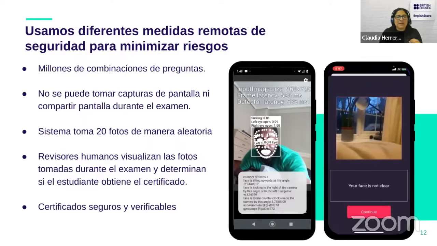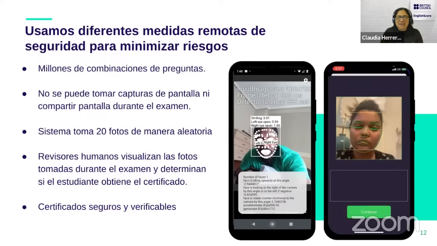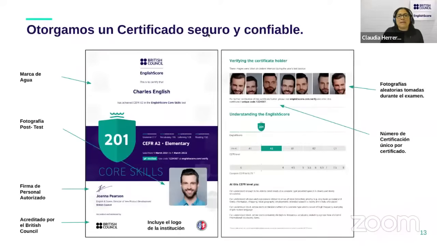Adicionalmente a eso, cada uno de nuestros certificados es seguro y verificable, porque cada certificado tiene un código único de verificación que lo pueden ver aquí. En la parte inferior aparece nuestro puntaje del Marco Común Europeo, el puntaje de 0 a 600. El sistema sí nos permite tomar una foto oficial al finalizar el examen. Aquí sí nos avisan.